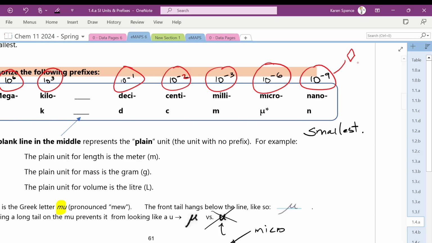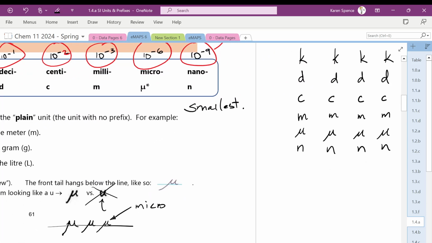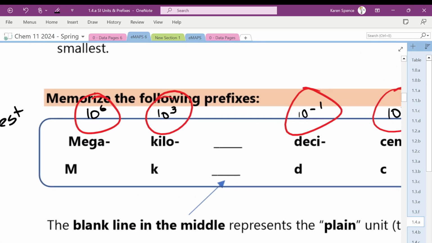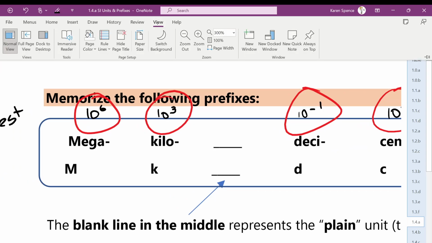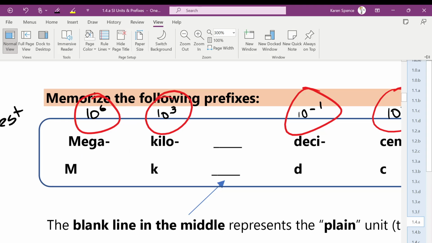Would you like to learn the song that goes along with the powers of 10? I don't care, I'm going to teach it to you anyway, okay? So hopefully you're okay with learning that. Now let's remind ourselves of our little song, okay? So we'll start with mega. Oh, I need a highlighter. Highlighter, there we go. Okay.